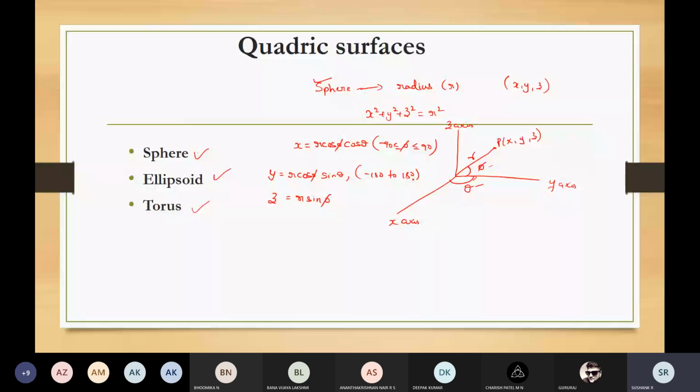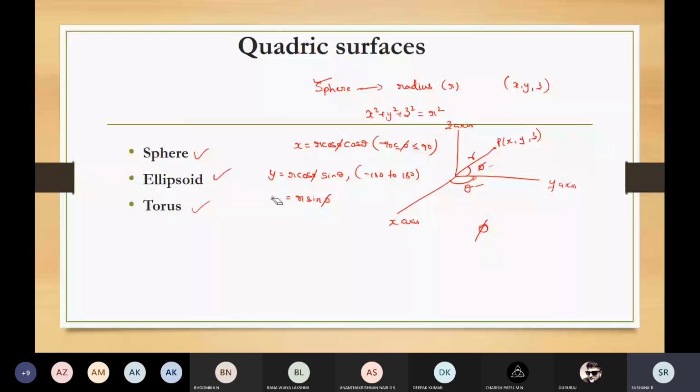This parametric equation can also be specified alternatively by using the spherical coordinates, where phi will be specified as the co-latitude. So that is one more representation. This is with respect to the sphere.